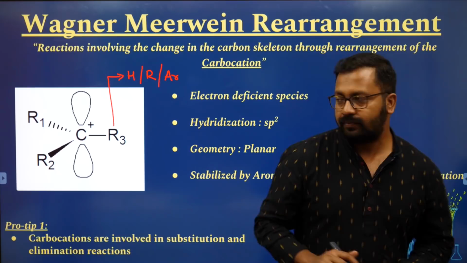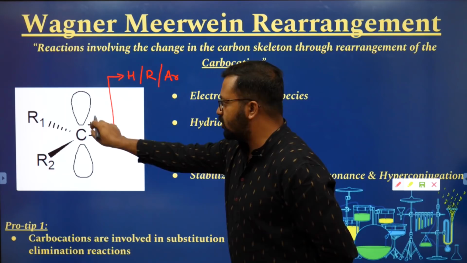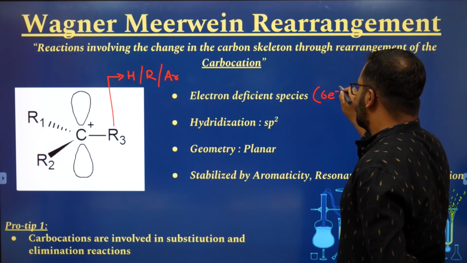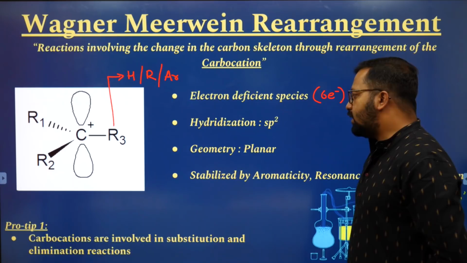If I go for a few features of this carbocation, it is electron deficient. Carbon has a positive charge. It has 6 electrons in the valence shell. So, it is an electron deficient species. Hybridization is sp2. See, 1, 2, 3, 3 sigma bonds. Geometry is planar. It's a flat unit.